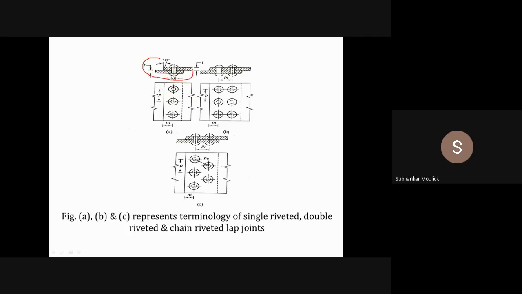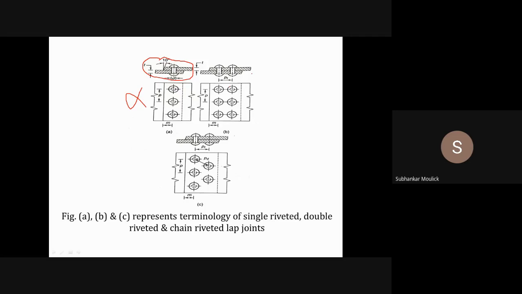This is a single riveted lap joint. In this particular diagram, back pitch or transverse pitch is not possible. If I consider the second diagram, it is a double riveted lap joint or chain riveting.